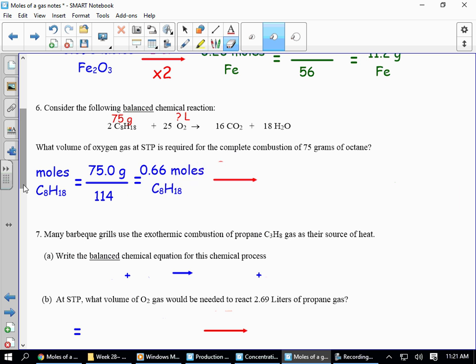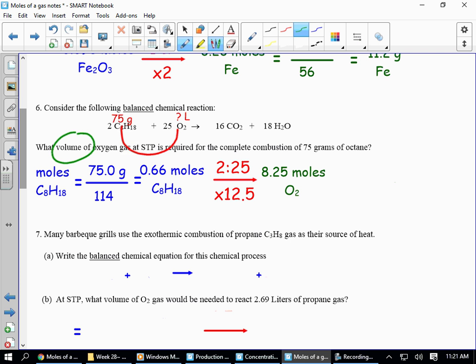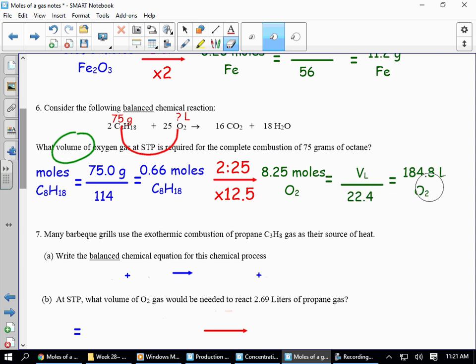Now, for the tricky ratio, I'm going from a 2 to 25. We can divide that, that's like a 1 to 12.5. So I would multiply by 12.5. So my moles is 8.25 moles of oxygen, and the question says what volume of oxygen gas is required. So you're going to do x over 22.4. You're looking at 184.4 liters of oxygen gas are needed to burn up all of that fuel.